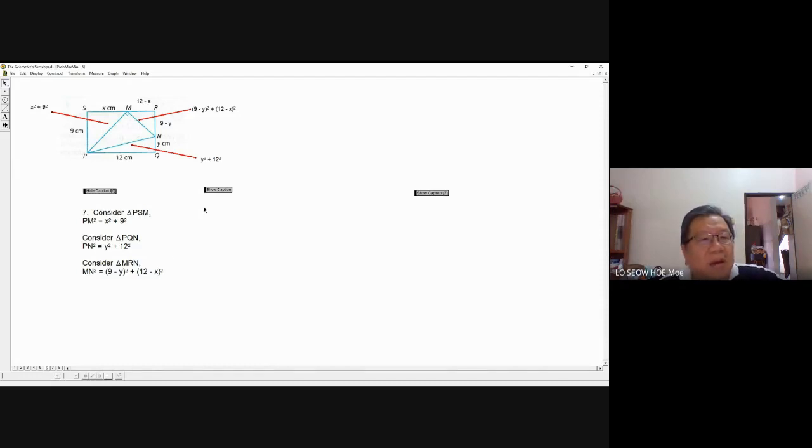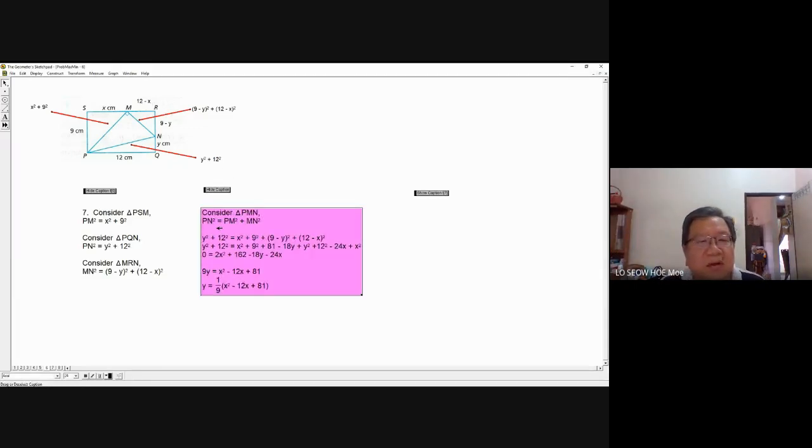Now, in order to find the relationship between x and y, the only thing that relates x and y is the right angle triangle at the center. Can you see the right angle triangle at the center? Yes, sir. So I use Pythagoras theorem again on the right angle triangle at the center. Consider triangle PMN. Here, PN square equals PM square plus MN square. Because it's a right angle, I can write out the relationship using Pythagoras theorem.